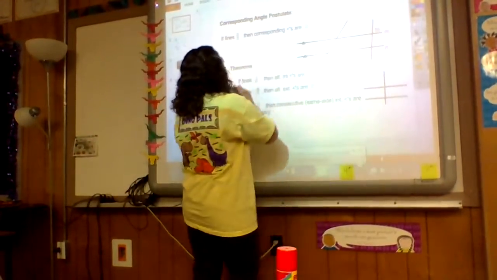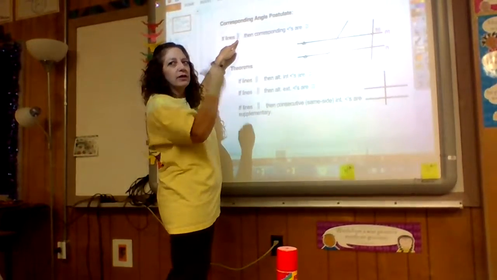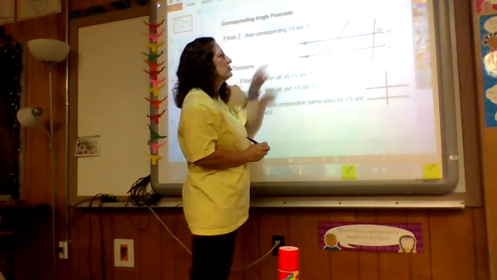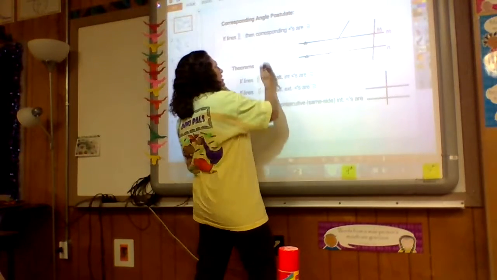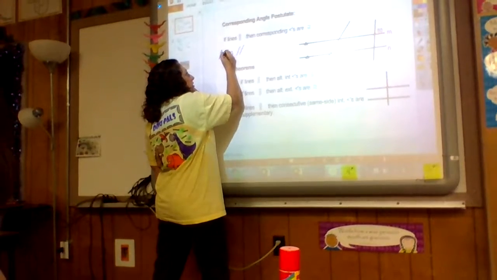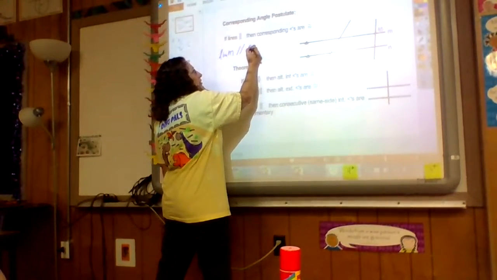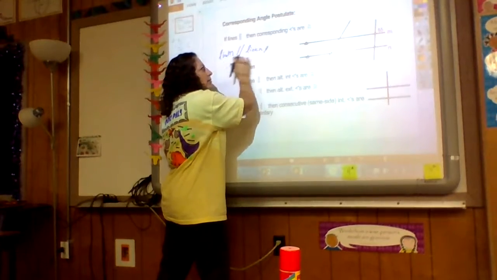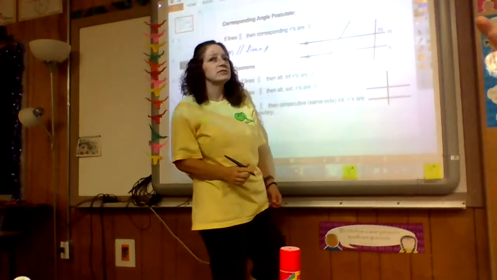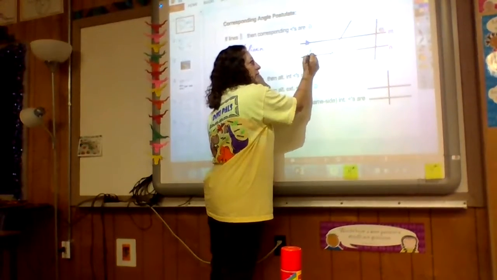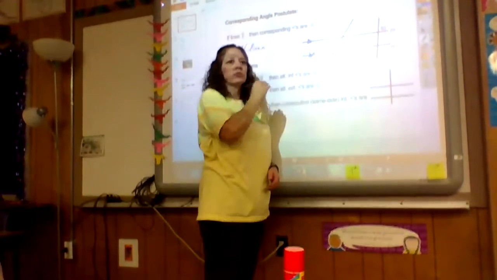The symbol for parallel is this, the two little L's next to each other. Also, on a picture, instead of always having to say line M is parallel to line N, you can use arrows on the line. So those arrows are the symbol for parallel.